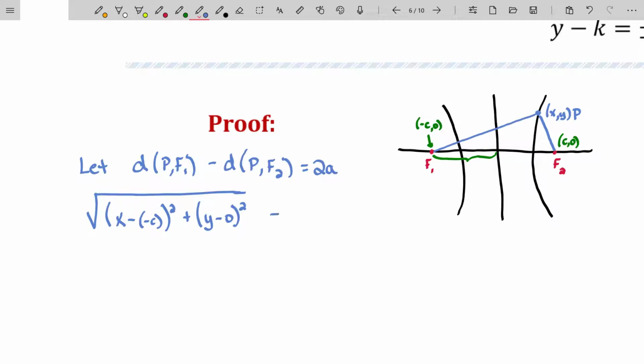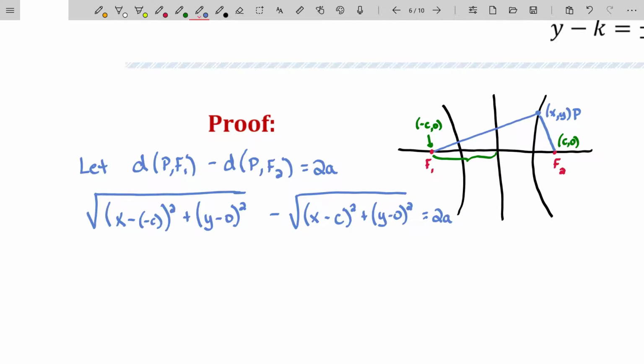And same thing for the other point, the distance between point P, whose x value is x, minus the x value for point F2, which is c, squared, plus the distance between their y values squared, so y minus 0 being squared. And we're calling that 2a.